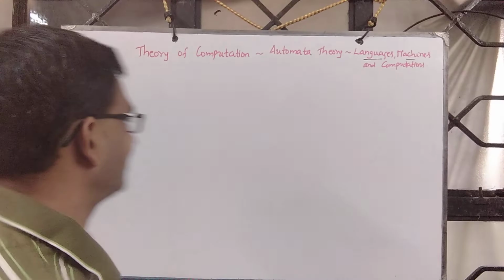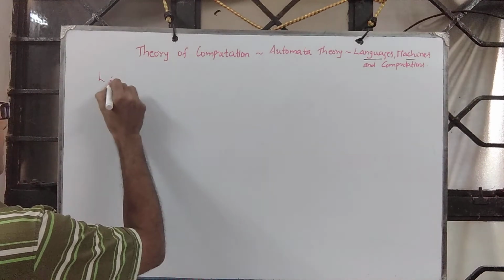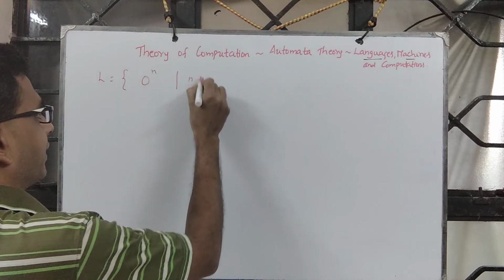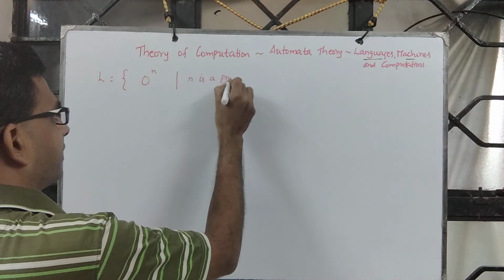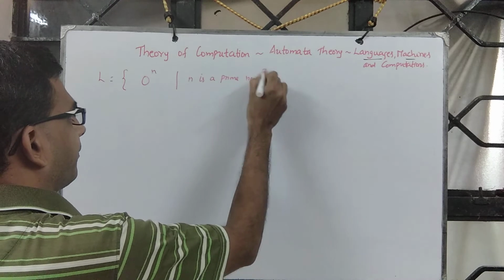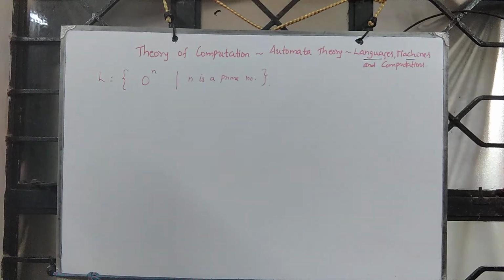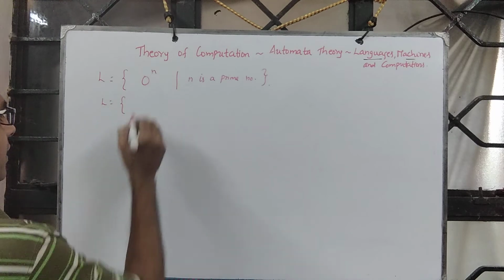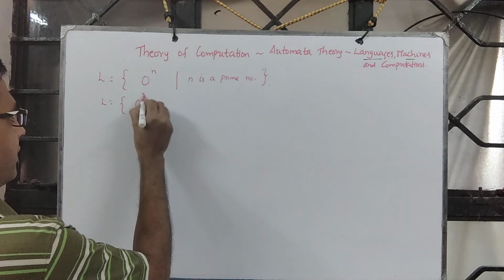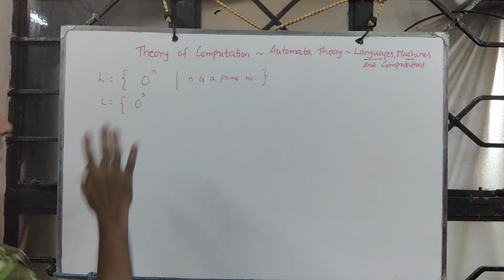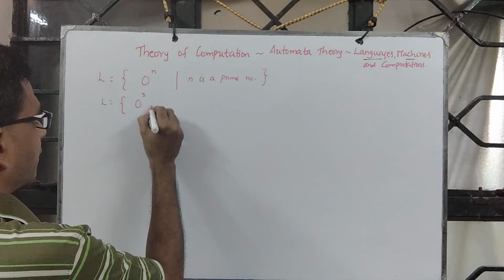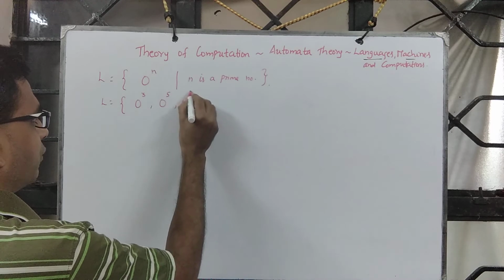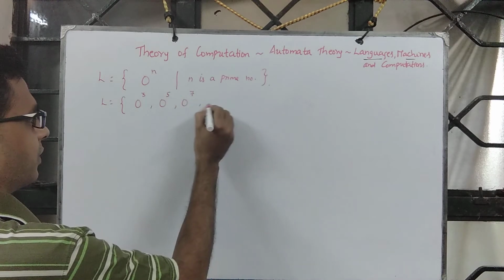This is our next case study. 0 power n, where n is a prime number. Which means if you look at the language, it consists of 0 power 3. I am not considering 2. So 0 power 3, 0 power 5, 0 power 7 and so on.